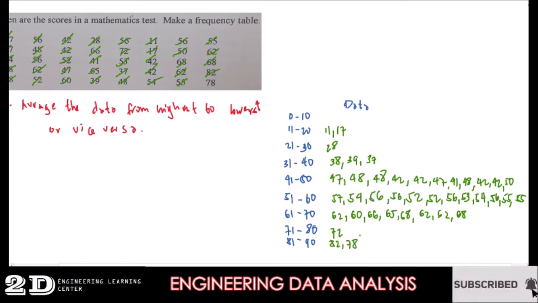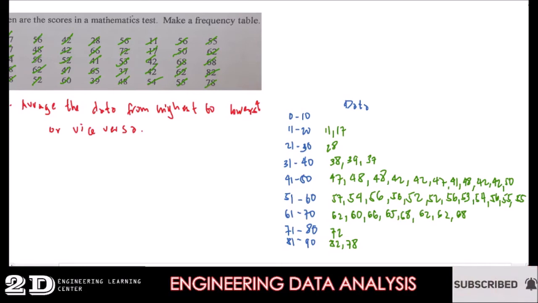We are going to check the number of data so that we will not have any confusion. We are going to count them: 1, 2, 3, 4, 5, 6, 7, 8, 9, 11, 12, up to 30, then 31, 32, up to 41. So maybe we have duplicated something in here.